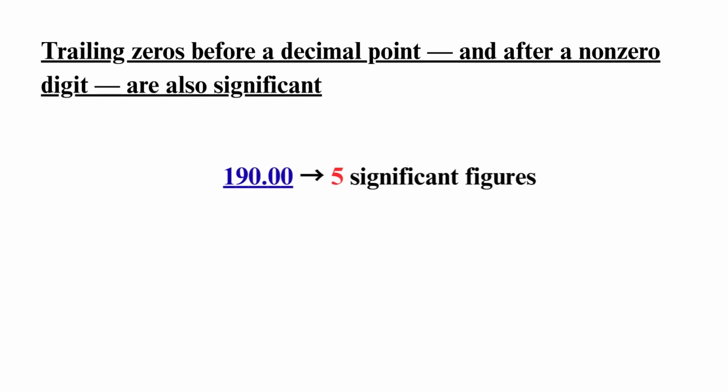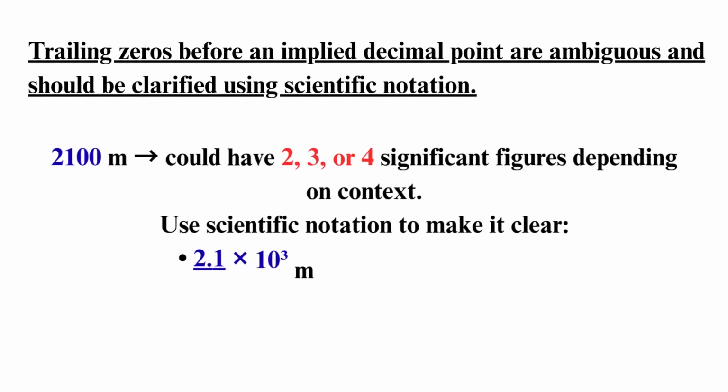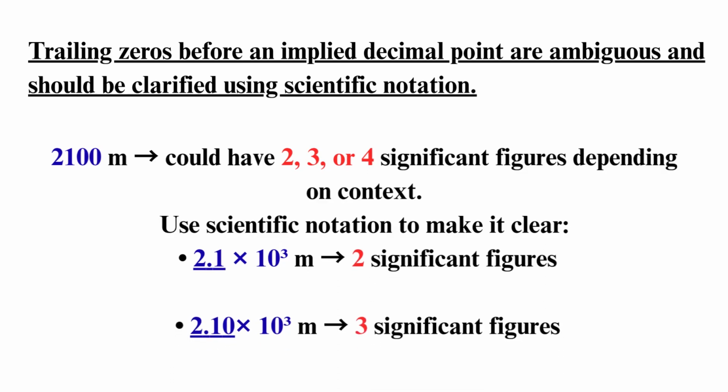Trailing zeros before a decimal point and after a non-zero digit are also significant, such as in 190.00, which has 5 significant figures. However, trailing zeros before an implied decimal point can be ambiguous and may merely serve as placeholders. For example, 2,100 meters could have 2, 3, or 4 significant figures depending on context. To eliminate ambiguity, scientists often use scientific notation. 2.1 times 10 to the third power meters clearly has 2 significant figures, while 2.10 times 10 to the third power meters has 3, showing exactly which zeros are significant.